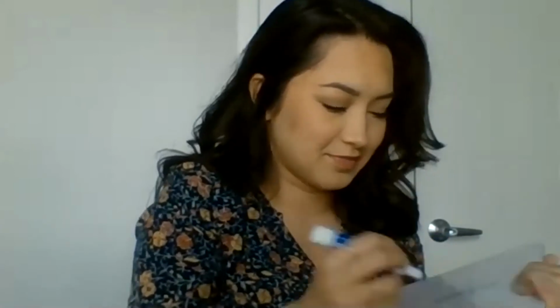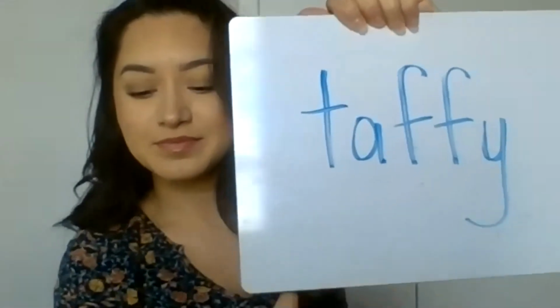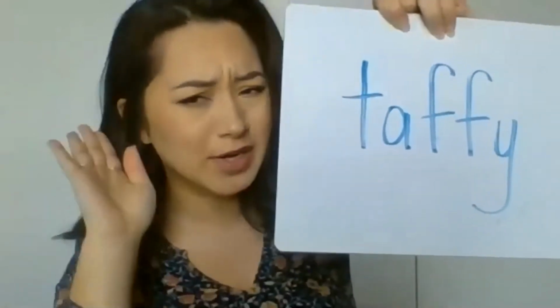This one I think I'm going to trick you. Are you ready? What's my word in 3, 2, 1? Taffy. Good. What's my word? Taffy. Let's tap it out. Here we go. Taffy.